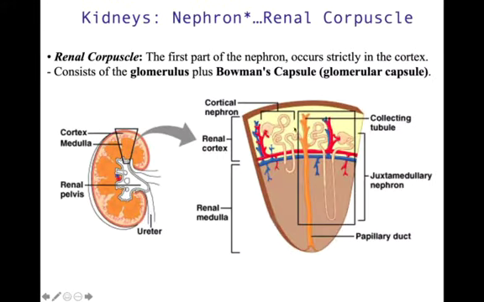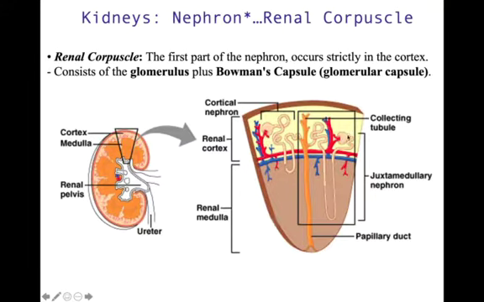All right, so let's start off with the nephron. Well, the first part is what we call the renal corpuscle. And right here we can see in this nephron, here's the renal corpuscle. It's the first part of the nephron.